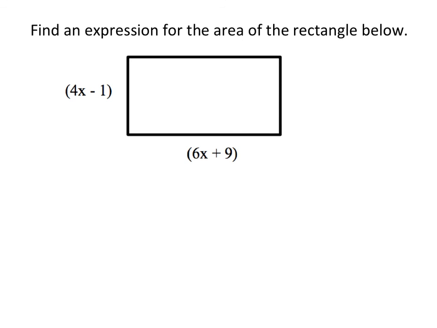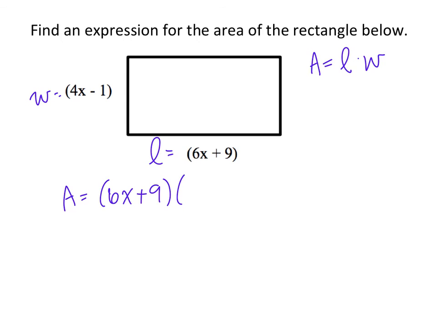In the last video, we went over finding the perimeter of a shape if we had expressions for its sides. Now we're going to be looking at area. When we have perimeter, all we're doing is adding up the sides, right? So for area of a rectangle, the area is equal to length times width. The length is usually the long side, and the width is the shorter side of the rectangle. So A is going to equal length times width, and my length is 6x plus 9. And the width is 4x minus 1.